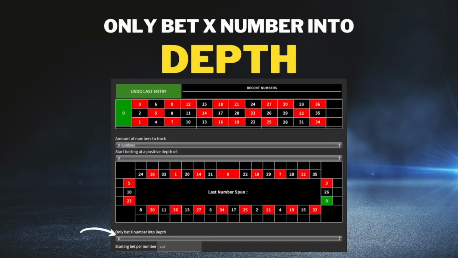The third setting, only bet X number into a depth, is for the people that like to use a progressive betting system. It simply acts as a stop loss, so if you only want to make 4 bets into a progression, you would set that to 4.